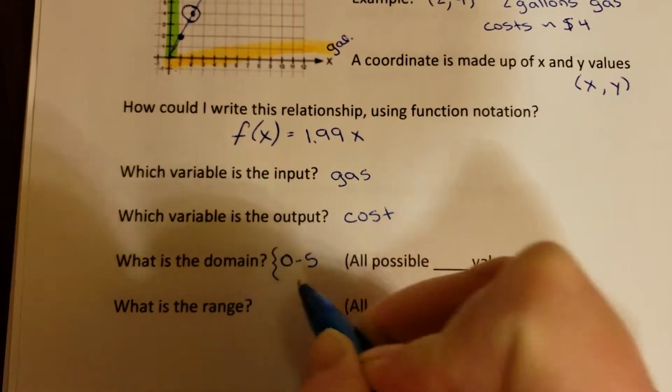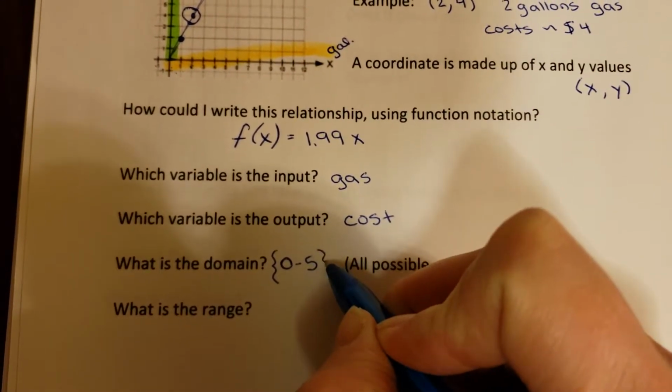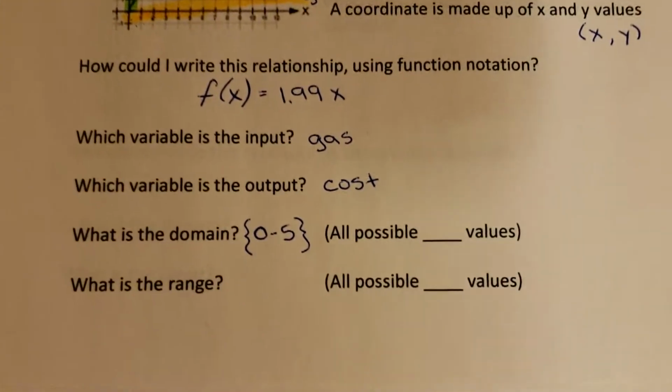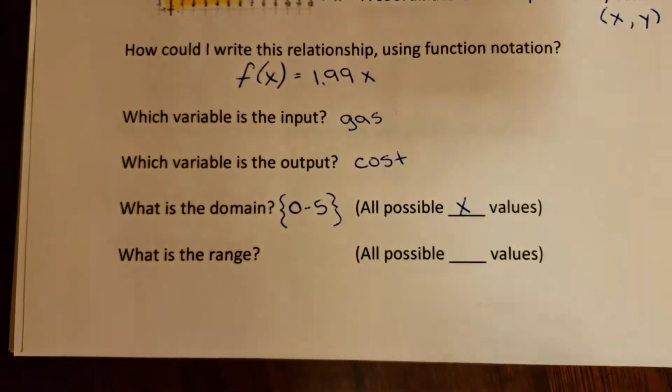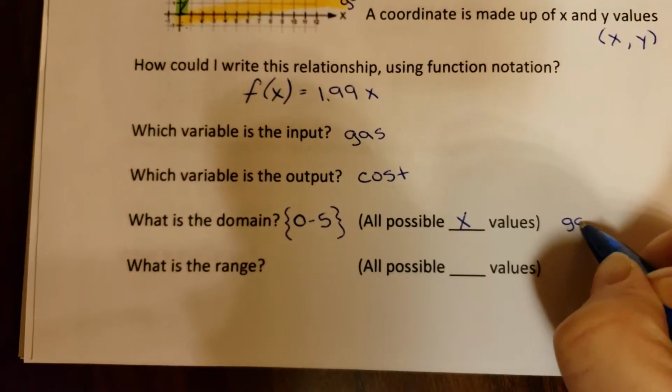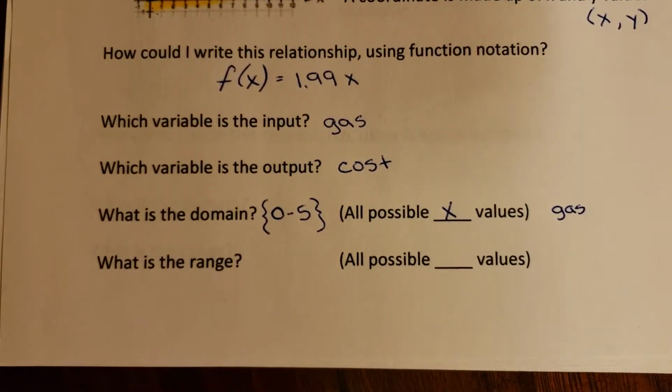And we're going to use brackets around those numbers. Again, for all of the possible X values. Just going to label this gas so we know what that was later.